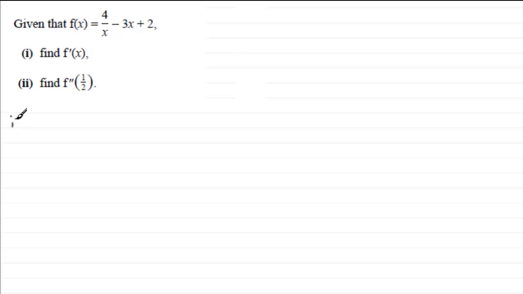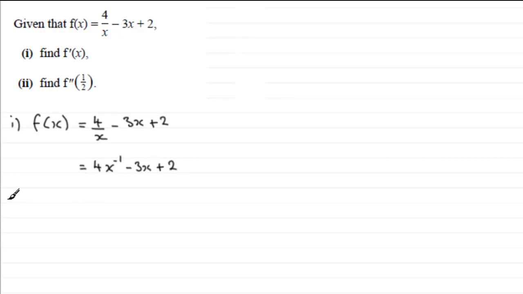Well, for part one, first of all, what I'm going to do is just copy out the question, what we're given. That is f of x equals 4 divided by x minus 3x plus 2. And if we're to find the first differential of f of x with respect to x, I need to change this term to 4x to the power minus 1. That's because this is 4 times 1 over x, and 1 over x can be written as x to the power minus 1. And then we've got minus 3x and then plus 2.